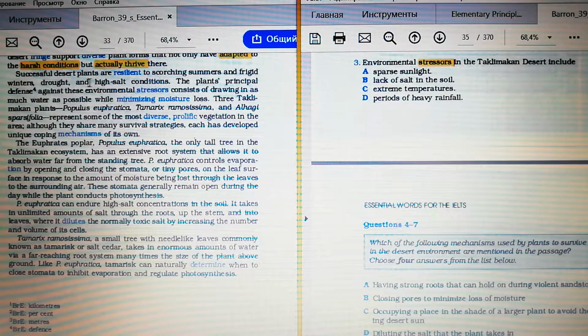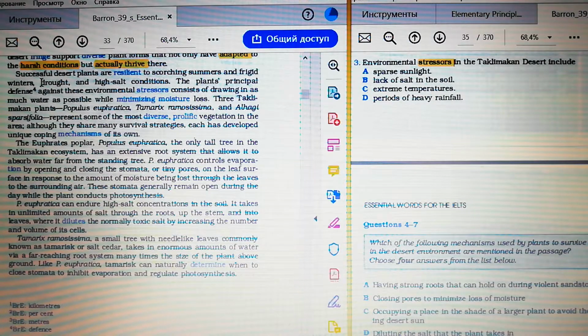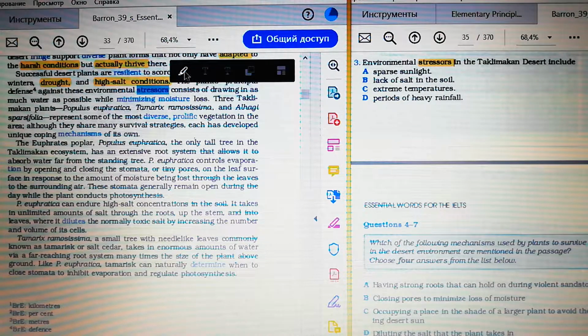They say about drought. Here we can highlight it, high salt conditions here as well, and here we can highlight stressors. It says about stressors that they consist of drawing in as much water as possible while minimizing moisture loss.